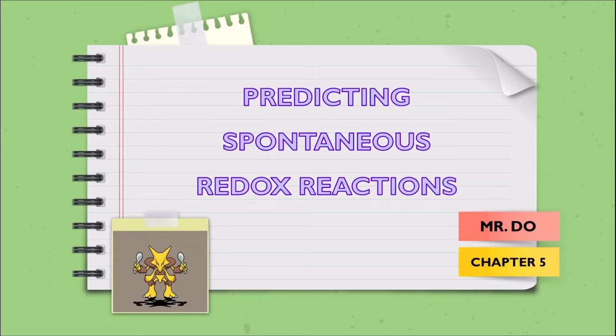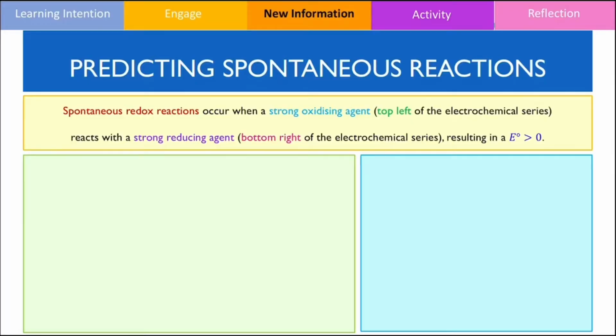Hello class, in this video we will learn how to predict whether a redox reaction will occur spontaneously or not. In the previous video, I mentioned that spontaneous redox reactions occur when a strong oxidizing agent reacts with a strong reducing agent. This still holds true, but another key criterion is that the overall cell potential will be greater than 0 volts. In other words, it needs to be a positive value.